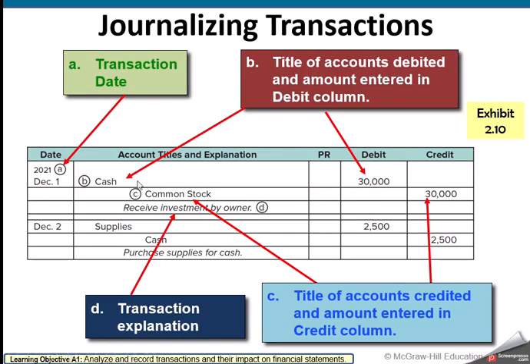So here's a properly set up journal entry. It will have a date. It will have our debit account, our credit account. And then again, notice over here, our debits are to the left, our credits are to the right. We start with our debit, and then we finish with our credit. And then we put in a little description, a transaction explanation below that. But that would be the proper way to set up a journal entry.